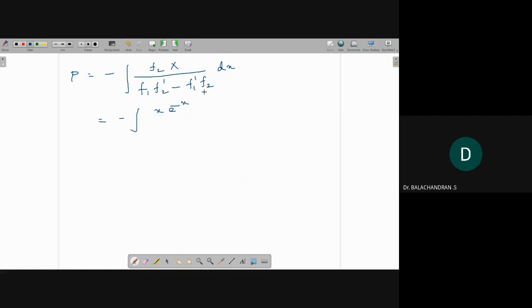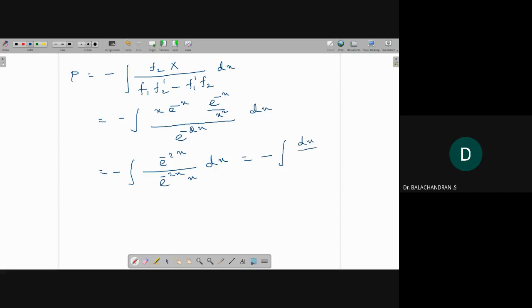Capital X, the right hand side function, is e power minus x by x square, divided by the denominator e power minus 2x, into dx, minus integral. Here we have x, here x square. So the denominator is 1 by x, and the numerator is e power minus 2x divided by e power minus 2x. X divided by x square is 1 by x into dx. So minus, e power minus 2x, e power minus 2x gets cancelled. You have minus integral dx by x. This is minus log x. So p equal to minus log x.